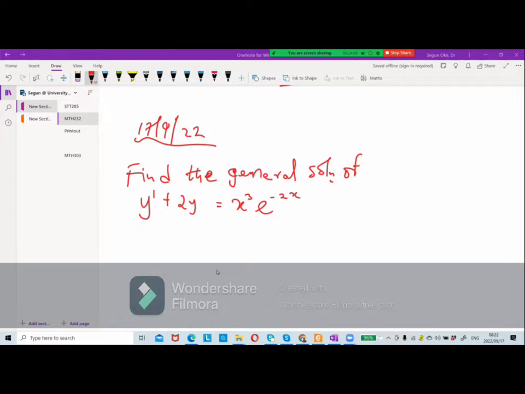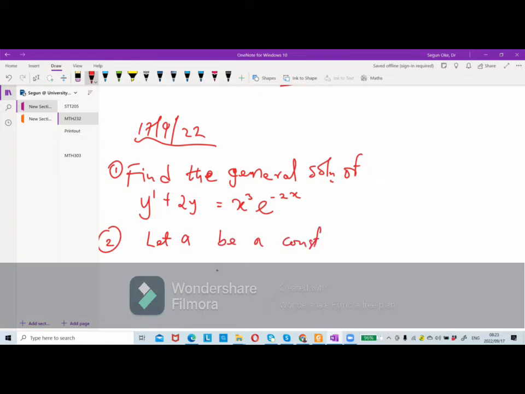But there is another question, a very funny question anyway. Let's call this one number 1, and let's look at number 2. Question 2 says, let A be a constant.